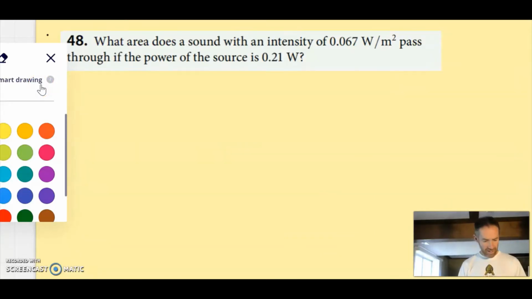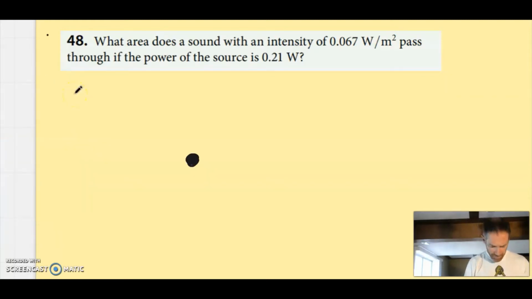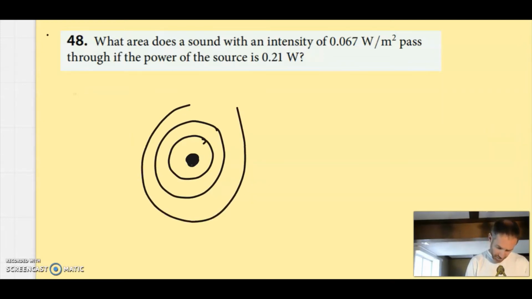On number 48, they say, what area does a sound with intensity of 0.067 watts per square meter pass through if the power of the source is 0.21 watts? Now, anybody can just put the numbers into the equation, but we've got to understand what this thing means. So say we had a sound source right here. Let's say the sound is spreading out, and maybe a sound wave is produced. There's a compression, and then it gets bigger, and then it gets bigger.